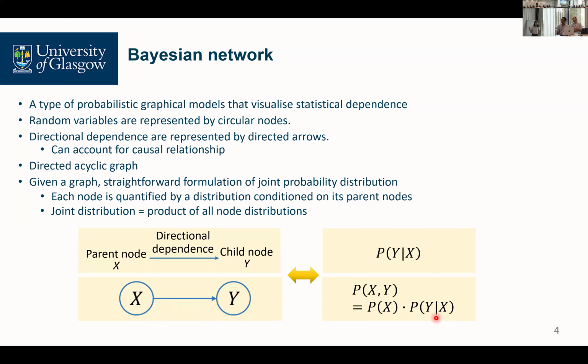So we have these two nodes. So we have two conditional distributions, and the joint distribution represented by this Bayesian network over the variables in the graph is simply the product of all these distributions.